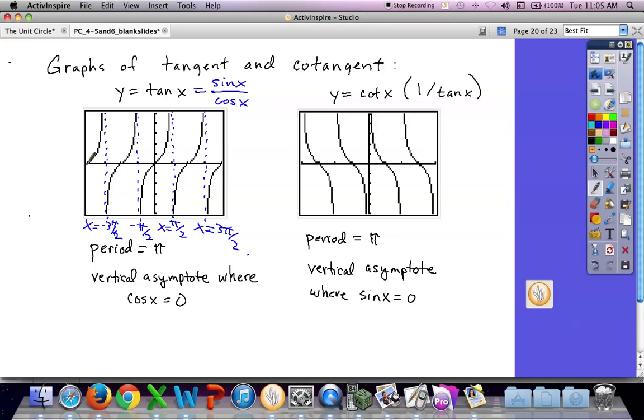Right, this is the cotangent. Again, cotangent is cosine over sine. So it's going to have an asymptote wherever the sine is 0. 0, pi, 2 pi, negative pi, negative 2 pi. And it has zeros where cosine equals 0. Pi over 2, negative pi over 2. 3 pi over 2, negative 3 pi over 2.